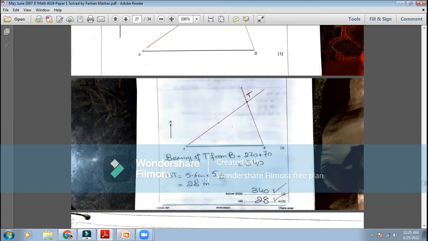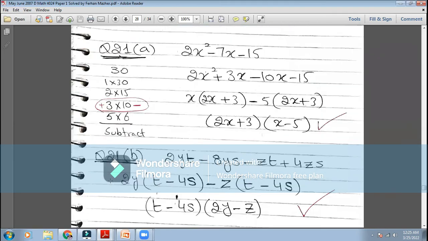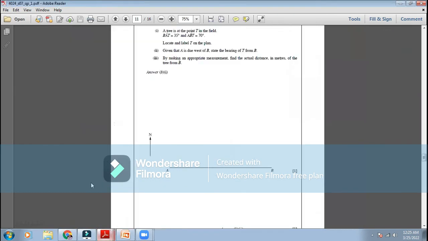I measured it with the ruler and then multiplied it with the scale of the diagram. 1 centimeter means 5 meters. So your answer will be 28 meters. So BT in actual will be 28 meters. Hopefully you understand.